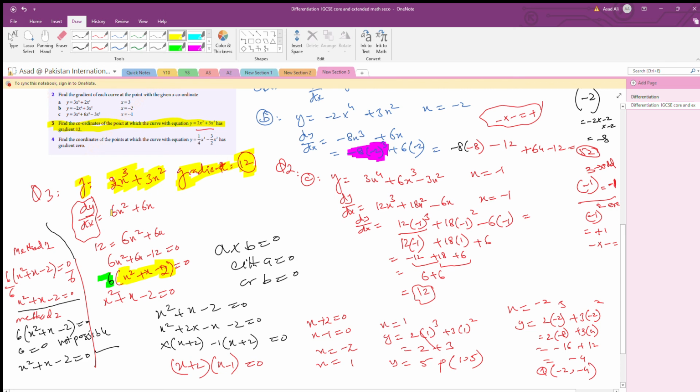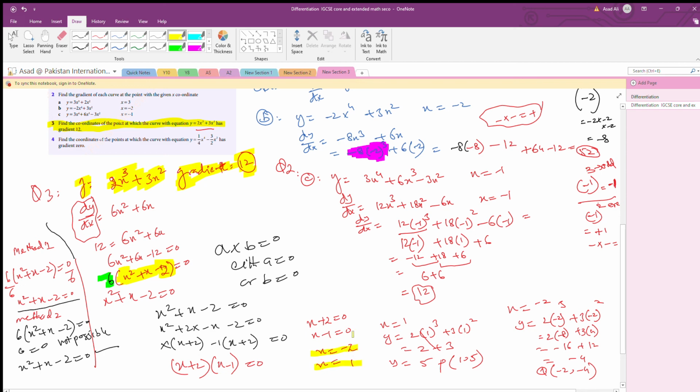So what I do, I get the gradient function. I differentiate this: 6x square plus 6x. Now I equate this to 12, then I factorize it and solve it for x. You can use a calculator as well, it is better to use a calculator. So the values are x is equal to minus 2 and x is equal to 1.